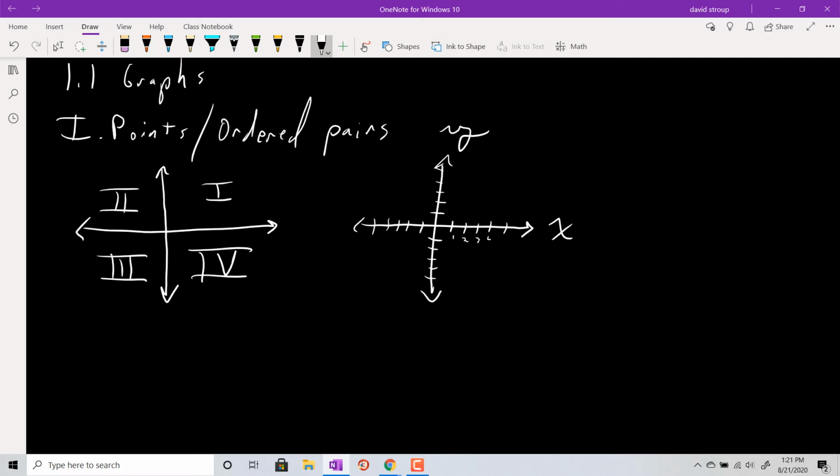Typically I won't even bother writing in the numbers, but today I'll go ahead, and so these are the negative direction here. Okay, and we want to plot some points.